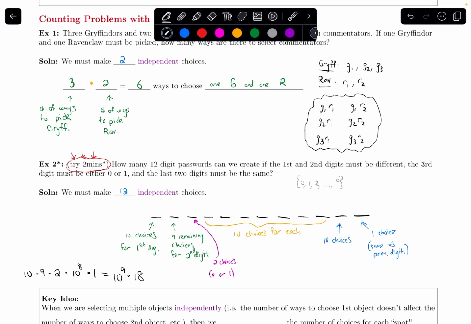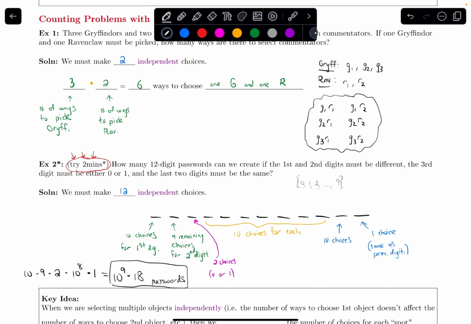And it doesn't really say I have to simplify my final answer. So I could work this out if I wanted to, because multiplying by 10 to the 9 isn't all that bad. This will end up being 18 billion. But let me just leave it like this. So there are this many passwords that satisfy these conditions.